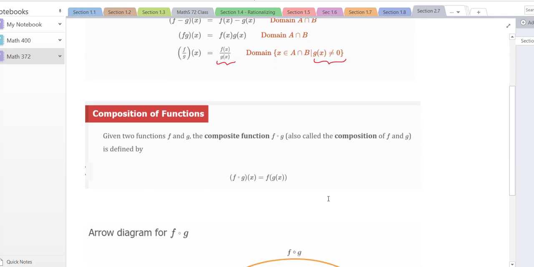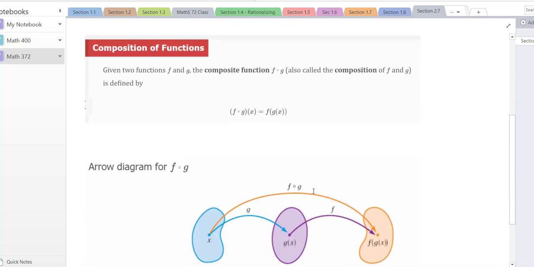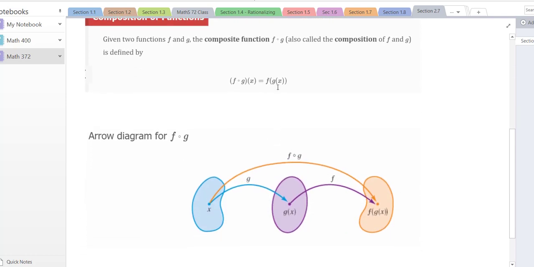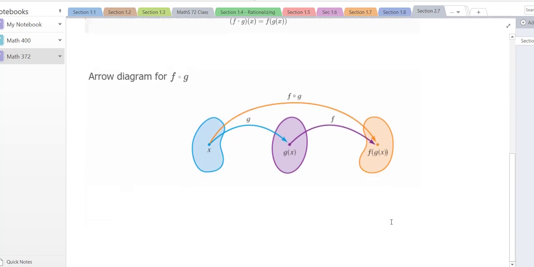For composition of functions, we take the output of one function and use it as the input of the next. If g takes x to g of x, then we take g of x as the new input and put it into f, and that gives us f of g of x. And so we'll do some examples to illustrate all of these.